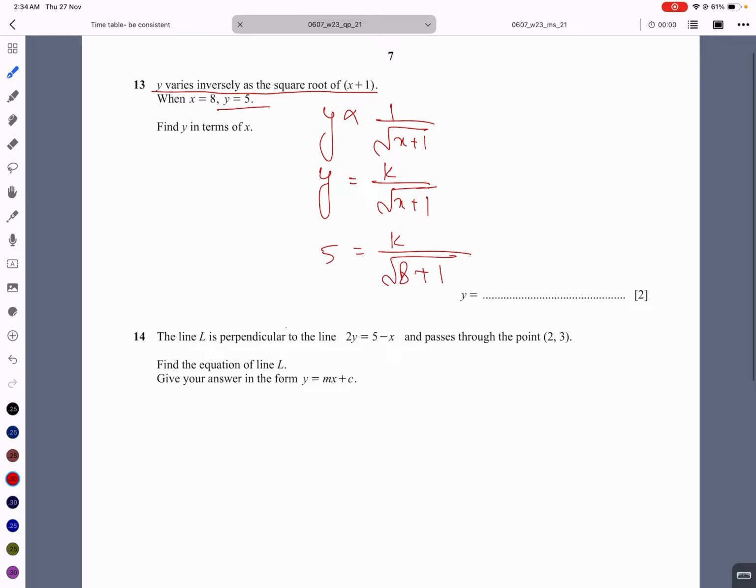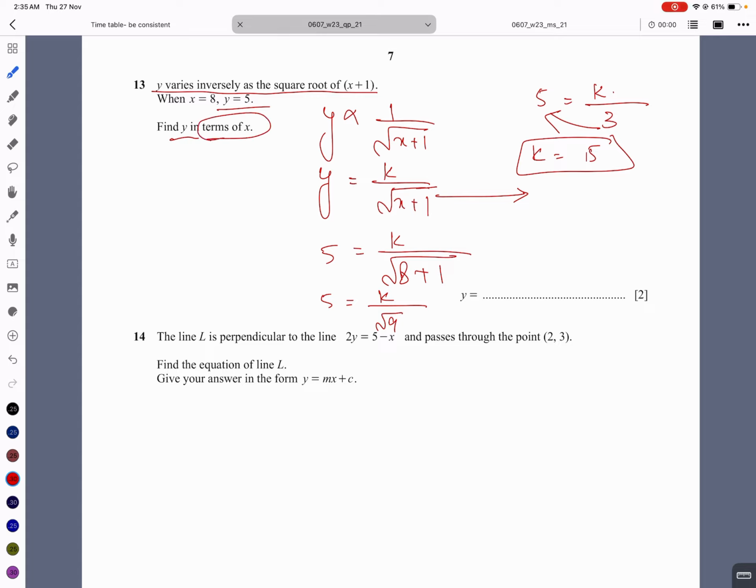8 plus 1 is 9. Remember to show all the steps in the non-calculator paper, because even if your answer is wrong, you will still get marks for showing the steps. So you know the square root of 9 is 3. You multiply it, and the value of k is 15. Now using the same equation, you will find y in terms of x.